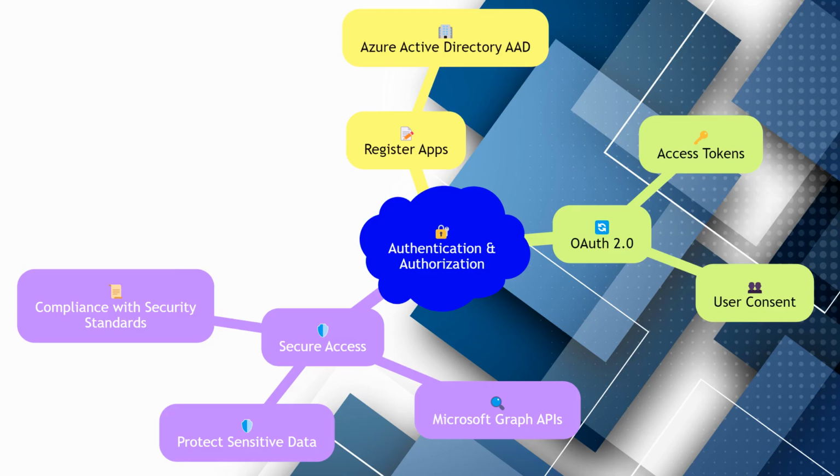Authentication and authorization are fundamental aspects of interacting with Microsoft Graph. Developers must register their applications in Azure Active Directory, AAD, to obtain the necessary permissions. This involves configuring OAuth 2.0 authentication, acquiring access tokens, and managing user consent. Proper implementation ensures secure access to Microsoft Graph APIs, protecting sensitive data and maintaining compliance with security standards.